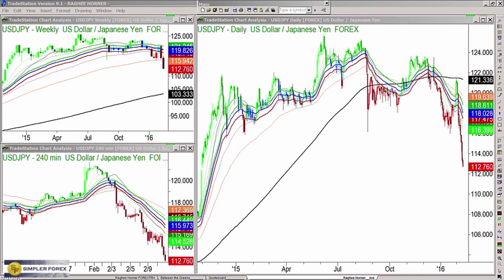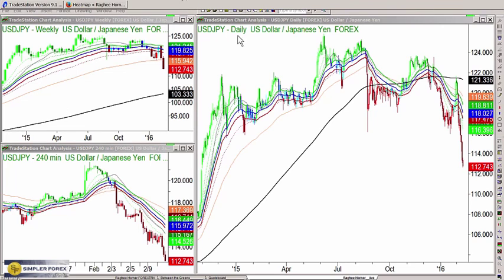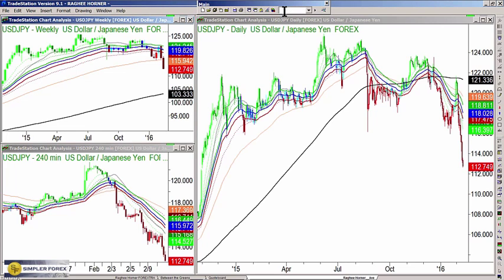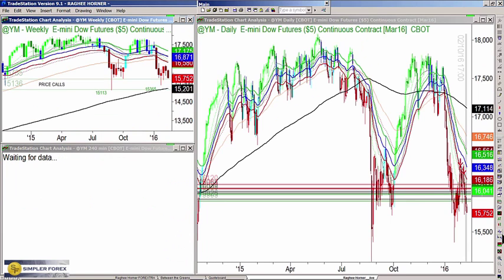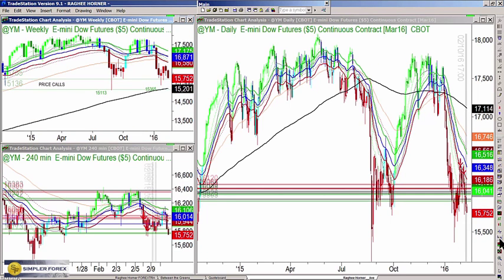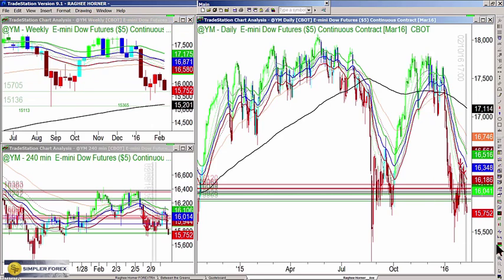So what's happening right now? This is a massive carry unwind. That's really it. And why do we even have the carry unwind to begin with? Well, we have to take a look at the Dow to really get a good look at that.